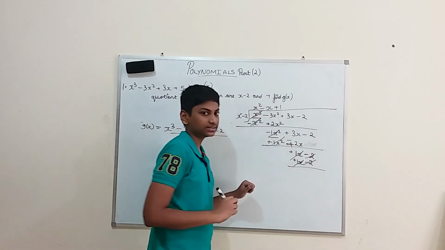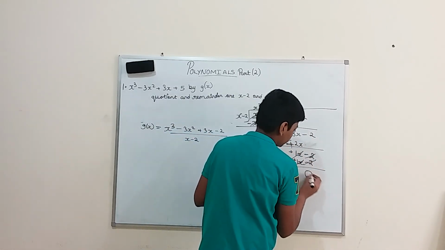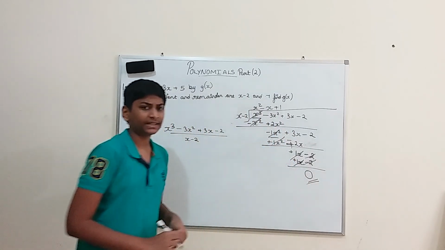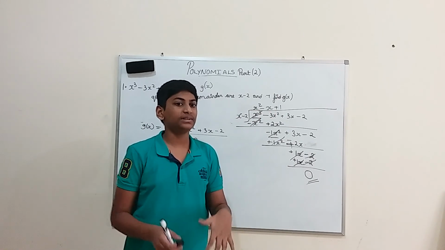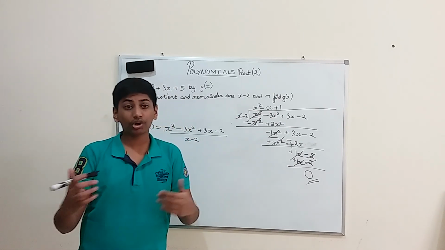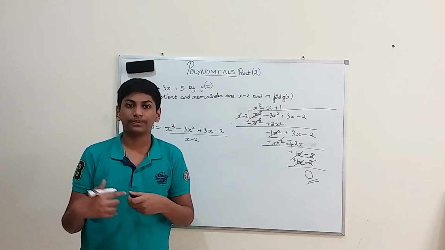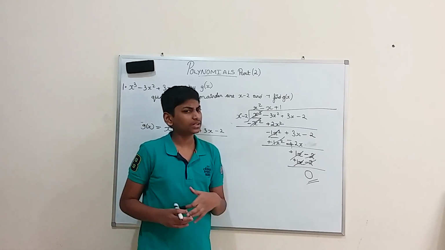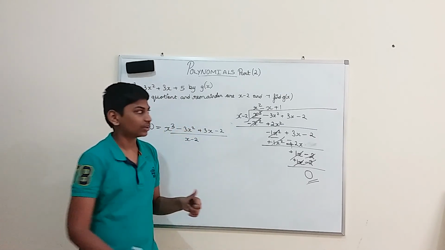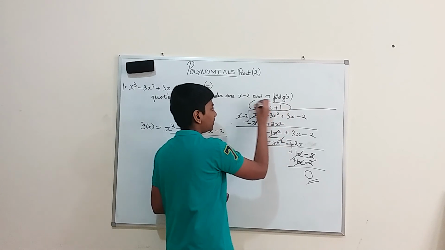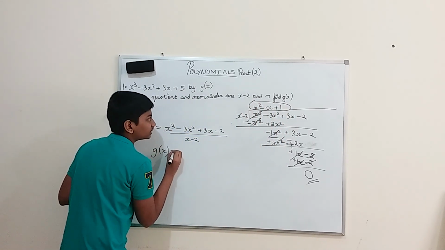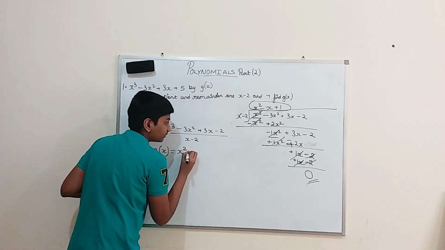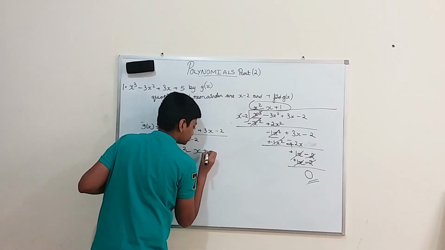Now we get the remainder as 0. How did we get the remainder as 0? Because the quotient and the remainder show that it gets divided perfectly. So what will be our g of x? It's nothing but the quotient. So g of x is equal to x square minus x plus 1.